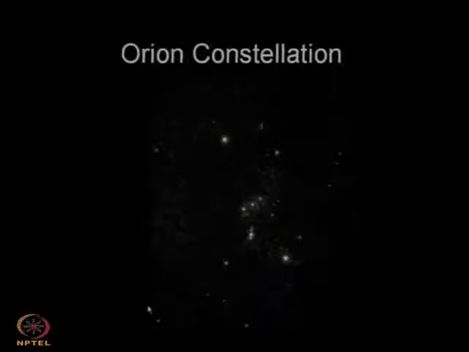So Orion is a very prominent constellation on the sky, and if you just go out tonight, you can see Orion around 8:30 or 9. It will be a little to the east at that time. Okay, and you can easily identify this.